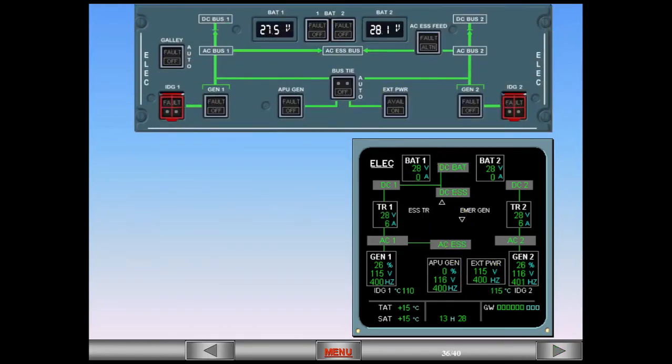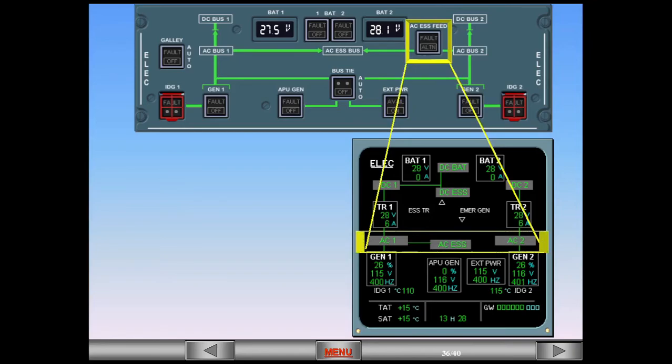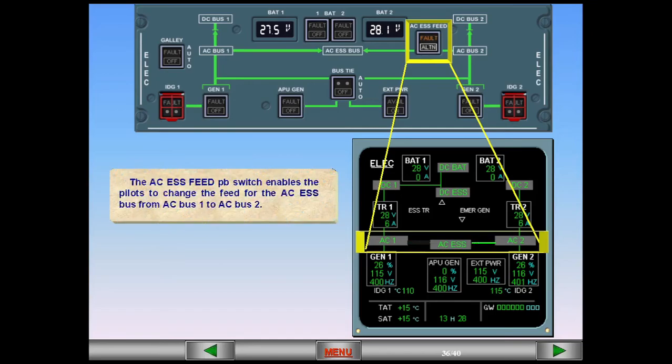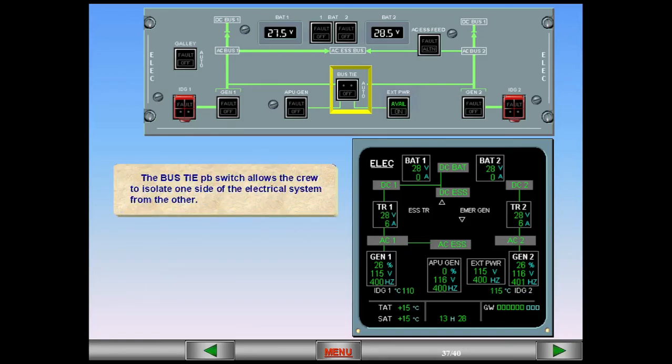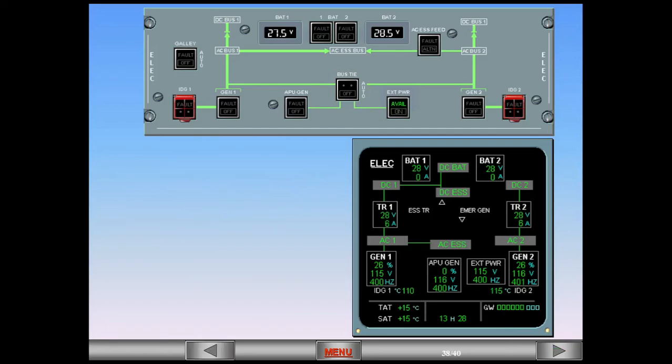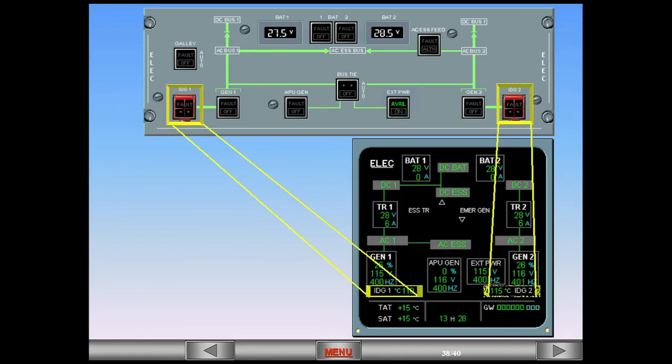The AC Essential Feed push-button switch enables the pilots to change the feed for the AC Essential bus from AC bus 1 to AC bus 2. The bus tie push-button switch allows the crew to isolate one side of the electrical system from the other. In case of failure, these switches enable you to disconnect an IDG from its drive shaft.